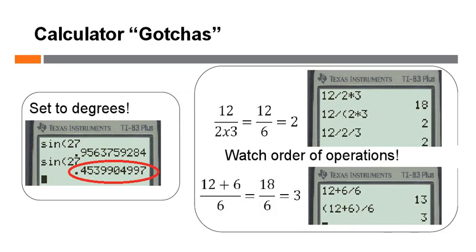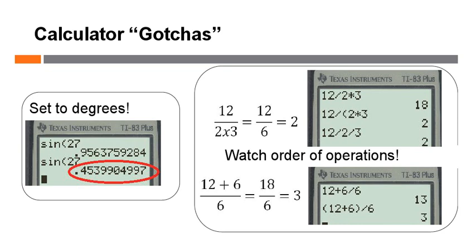Here are a couple other easy ways to mess this up. If I've got a calculation like this one, it's pretty simple, but you know that 12 divided by 2 times 3, that 2 times 3 is a 6, and 12 divided by 6 is 2. So 2 is the correct answer here. But check this out, there are 3 different ways that they put this into the calculator. Only 2 of them are right. If I do it this way, I get the wrong number.